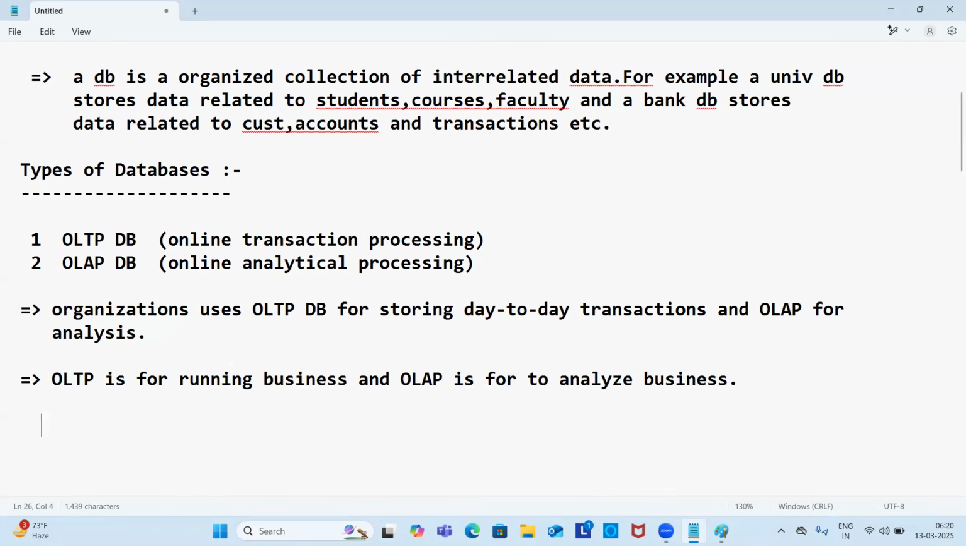If you take Amazon, Amazon wants to analyze the last 5 years, 10 years of sales data. They want to analyze the sales revenue. So they use OLAP.